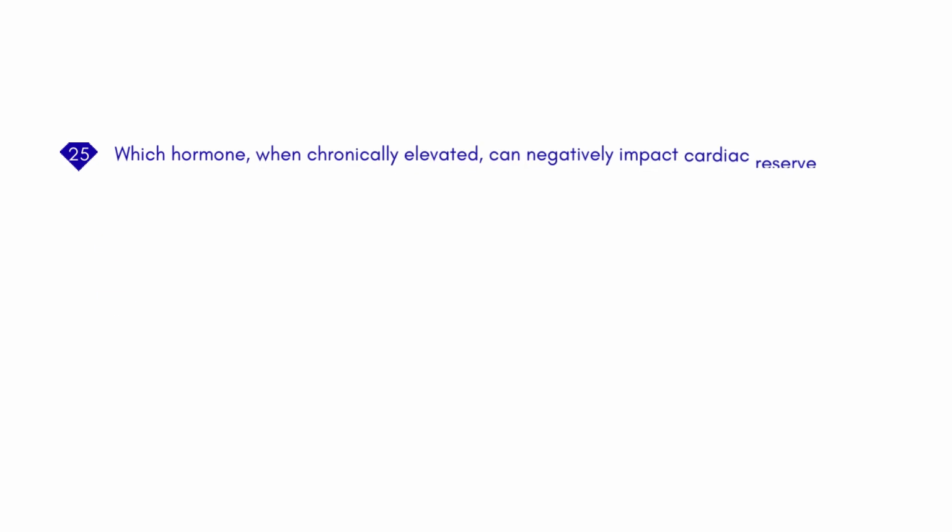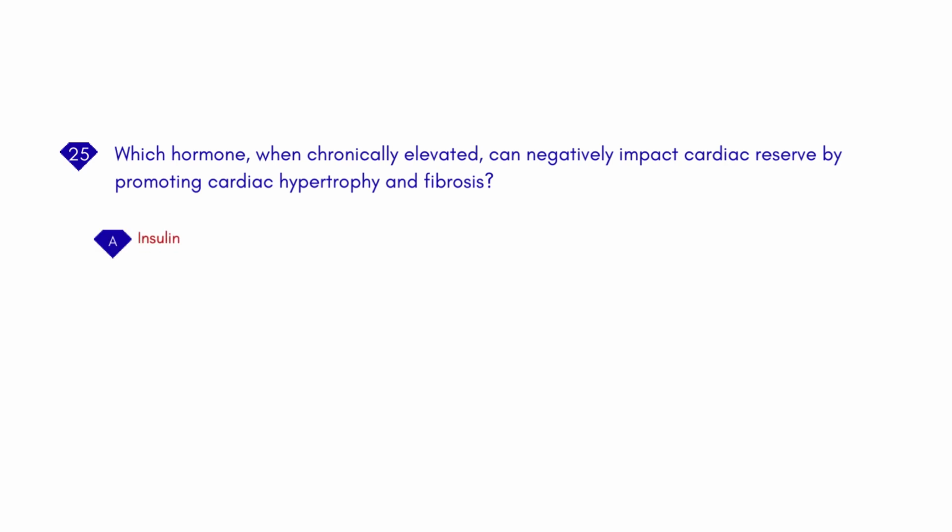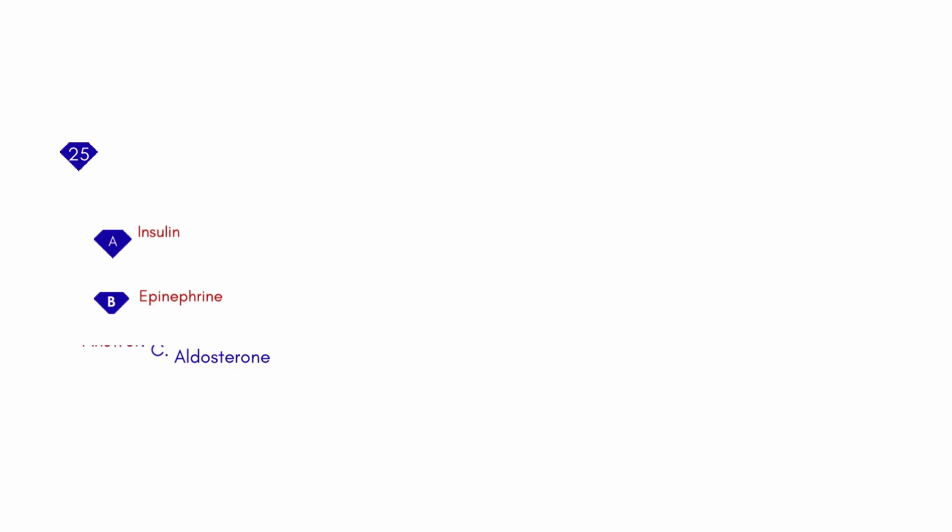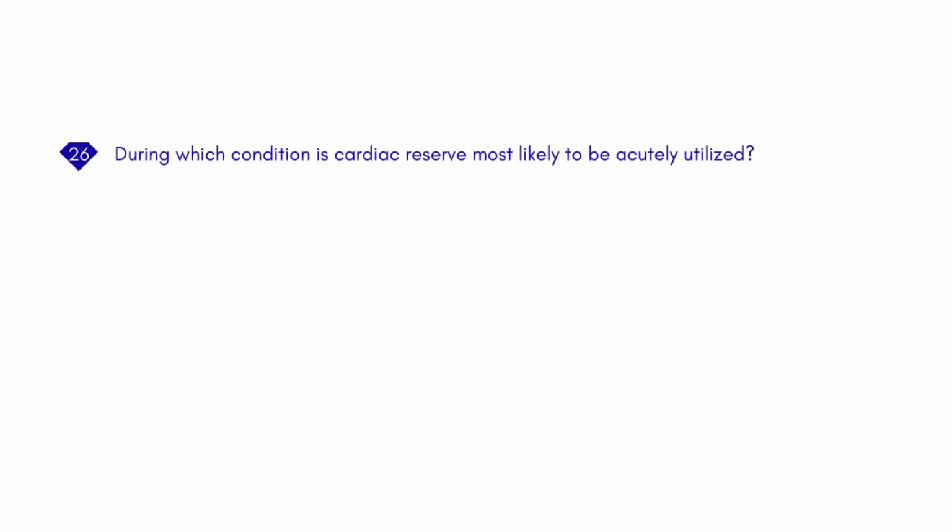Which hormone, when chronically elevated, can negatively impact cardiac reserve by promoting cardiac hypertrophy and fibrosis? A. Insulin. B. Epinephrine. C. Aldosterone. D. Glucagon. Answer: C. Aldosterone.